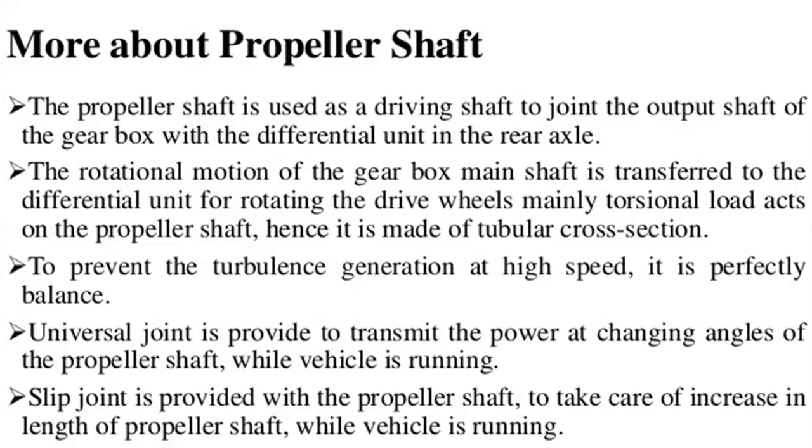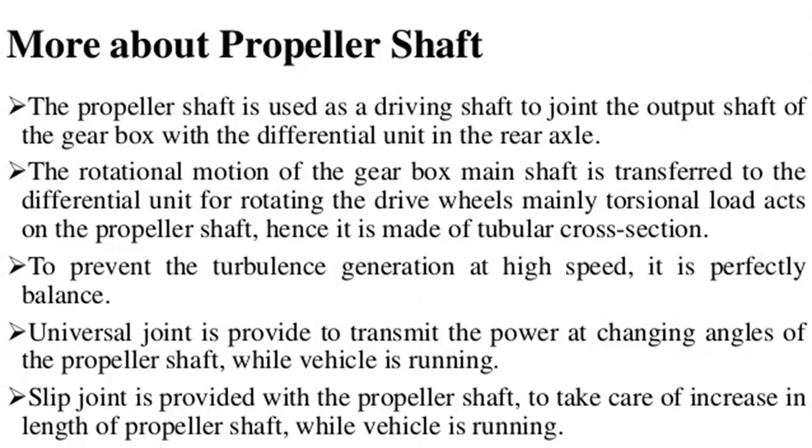and next one, to prevent turbulence generation at high speed, the propeller shaft is perfectly balanced. And a universal joint is provided to transmit the power at changing angles of the propeller shaft while the vehicle is running. So the universal joint provides the transmission of power at changing angles of this propeller shaft. Also the power should be transmitted while the vehicle is running.